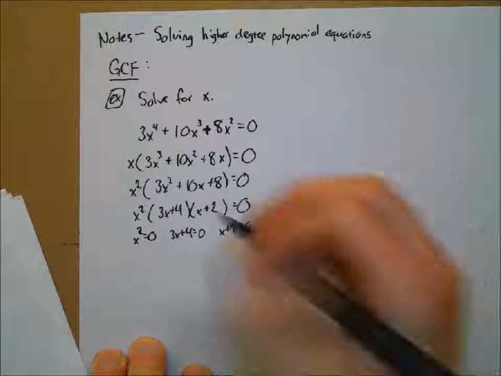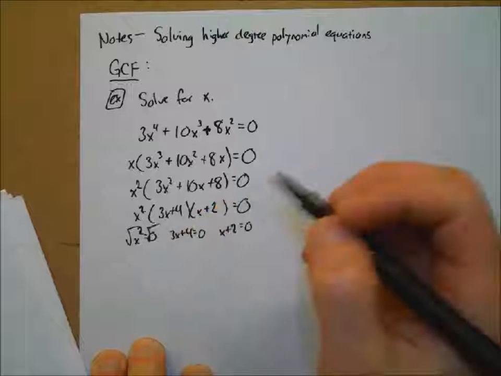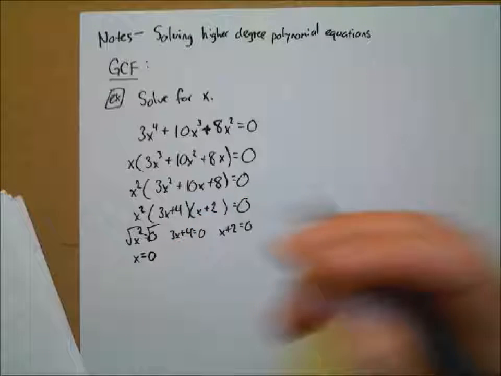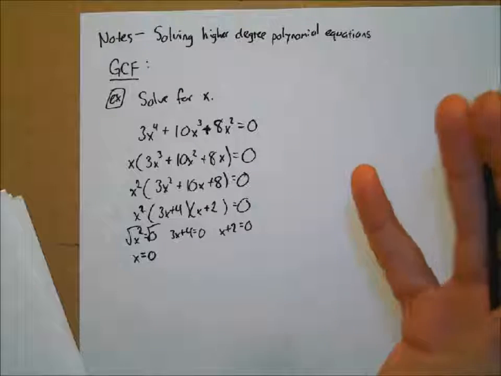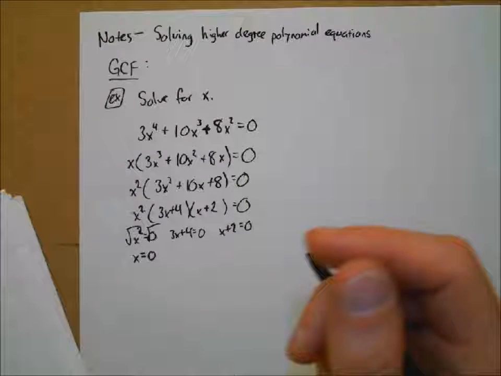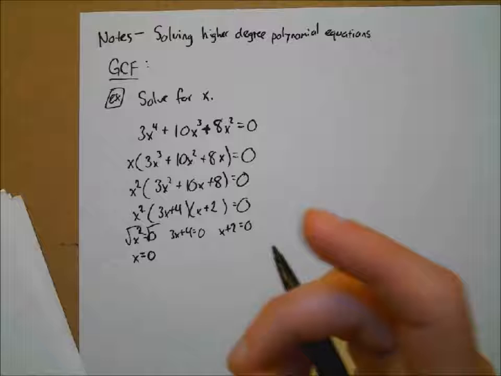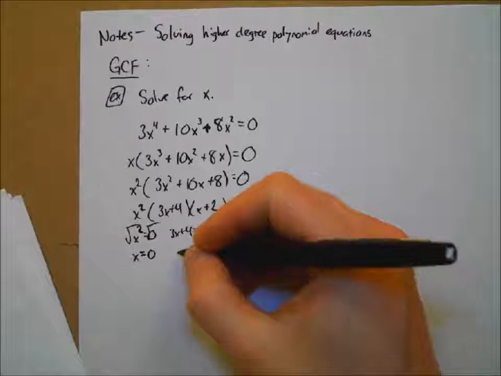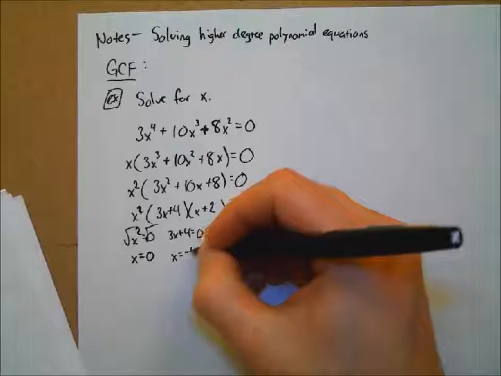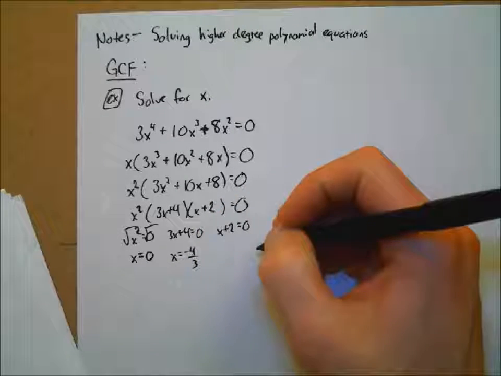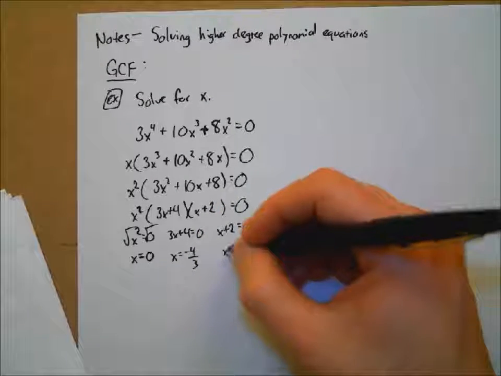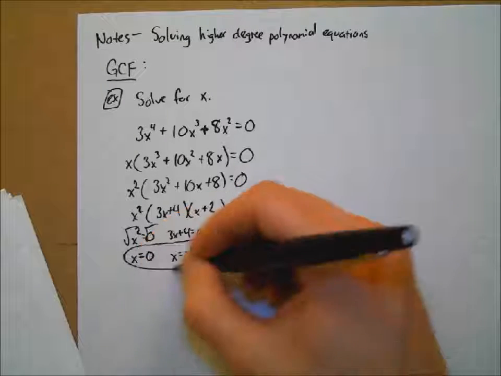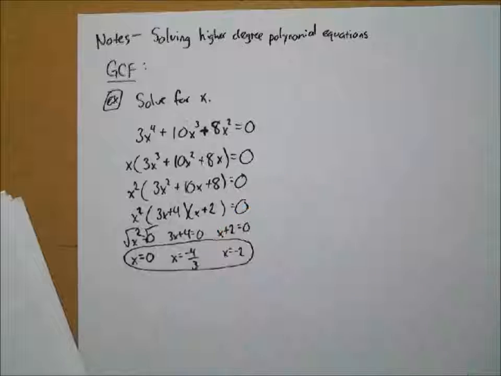Okay. We'll square root both sides here for the x squared and get just x. Now when we square root both sides, normally we put a plus or minus in front, right? But 0 is not positive or negative, and so we don't have to worry with a plus or minus 0. That's just kind of a silly thing to write. And then this will solve to x equals negative 4/3, and this solves to be x equals negative 2. And so there are our solutions to the equation.